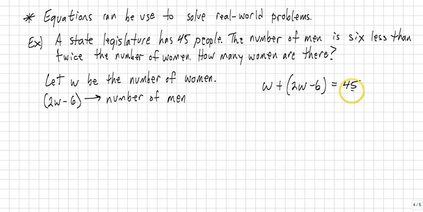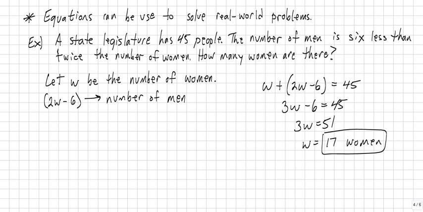And that gives me an equation, a conditional equation, where if I solve for W, I see how many women there are in this group. So if we combine like terms, add 6 to the other side, divide by 3, we see that there are 17 women. So algebra allowed us to quickly figure out how many women there were in a nice mechanical way.